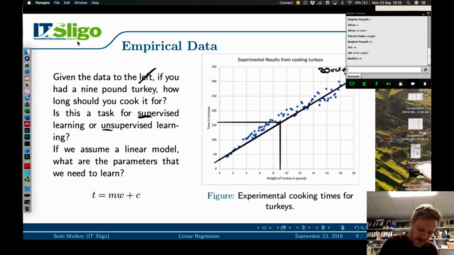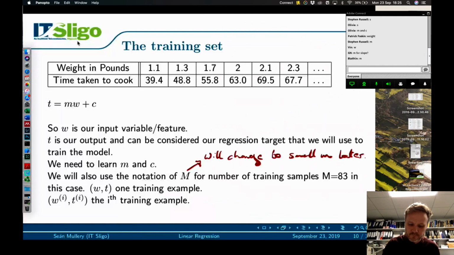So therefore, to calculate the time, it needs to learn what the appropriate slope should be for cooking a turkey and what the appropriate crossing point of the y-axis should be. So what the minimum time should be for cooking a turkey. Okay, so it's going to learn both of those, and that's what we would have to do in order to learn what this model would be.